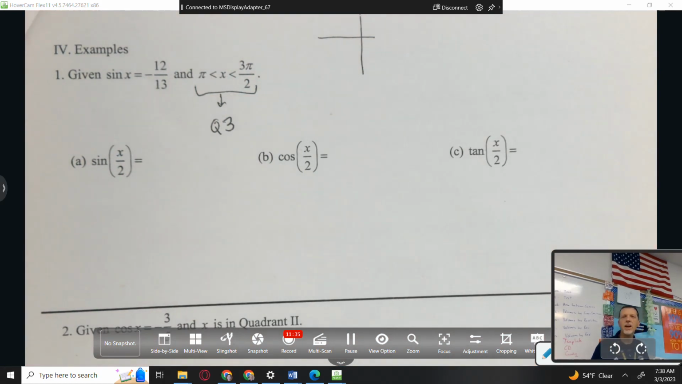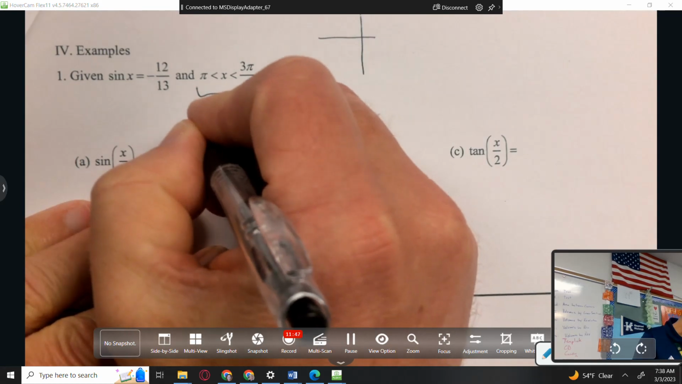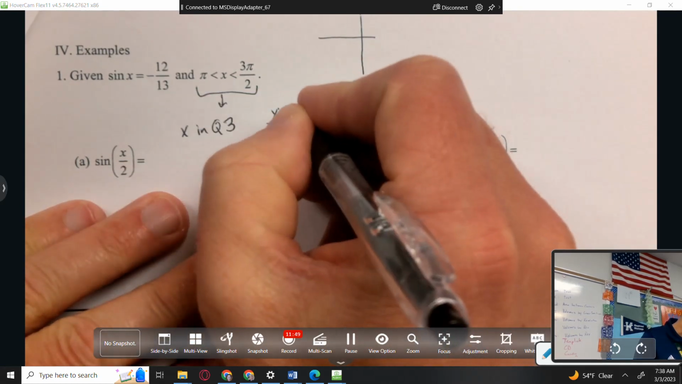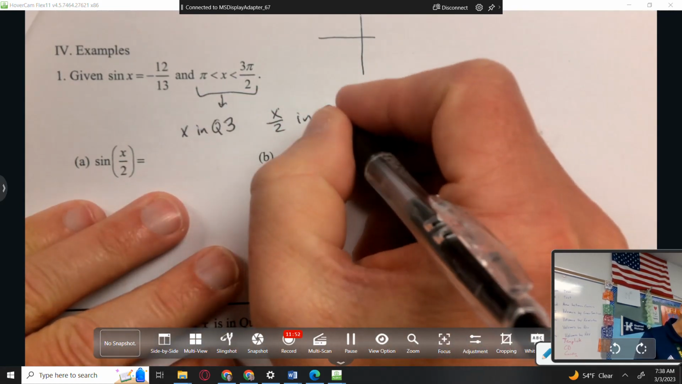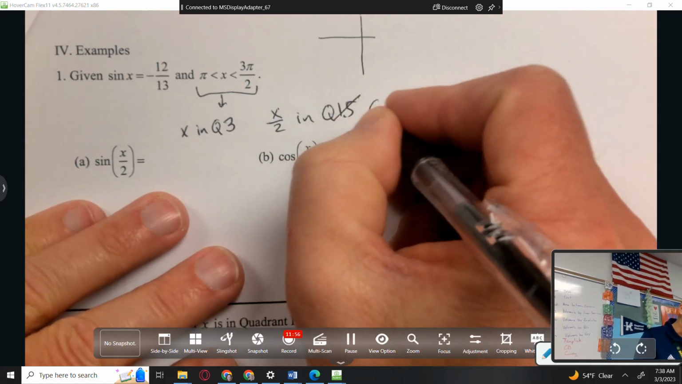What do you want to do next? So x is in quadrant 3. Okay, you can divide it by a half. So that means if x is in quadrant 3, then x over 2 is in quadrant 2. Yeah, 1.5, but that doesn't really make sense. Quadrant 2.